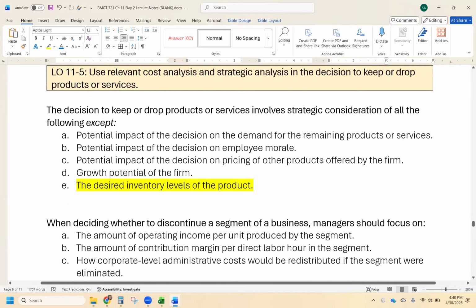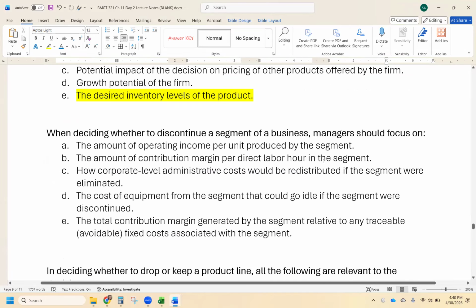When deciding whether to discontinue a segment of a business, managers should focus on: A, amount of operating income per unit produced by the segment. No, that was the negative 800. Don't focus on that. That's what starts the investigation, but that's not the answer. B, the amount of contribution margin per direct labor hour in the segment. We're getting closer. C, how corporate level administrative costs would be redistributed if the segment were eliminated. Ooh, that's getting super close. D, the cost of equipment from the segment that could go idle if the segment were discontinued.